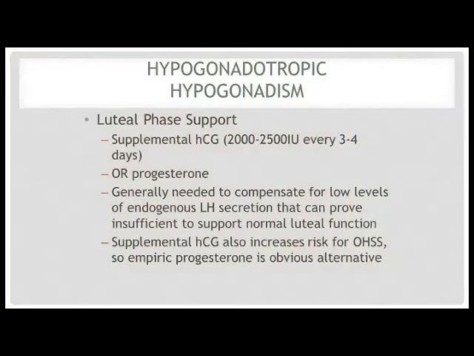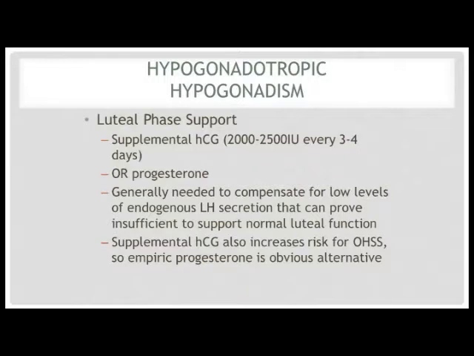Anytime that you use injectable medications, you're altering what we call the luteal phase, which is the second half of the menstrual cycle. You can shorten it or lengthen it, and it all depends on the patient. But the bottom line is there's a recommendation whenever you're using any kind of gonadotropins that you supplement the second half of the cycle with progesterone.